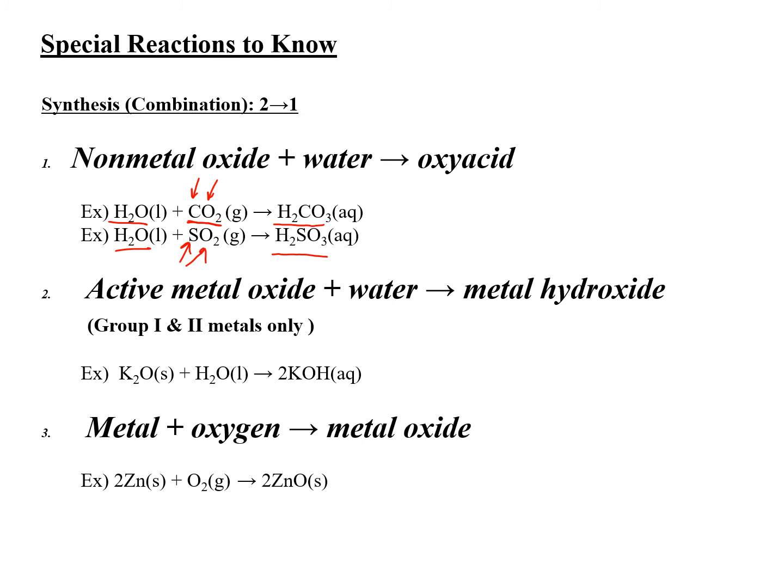Next is an active metal oxide. Active metals are your group 1 and 2 metals, alkali metals and alkaline earth metals. Anytime you mix an active metal oxide with water, we're going to get one of these special synthesis reactions where we get a metal hydroxide. We saw this in our lab when we mixed magnesium oxide with water, we got magnesium hydroxide. Here we have potassium oxide and water, we get potassium hydroxide.